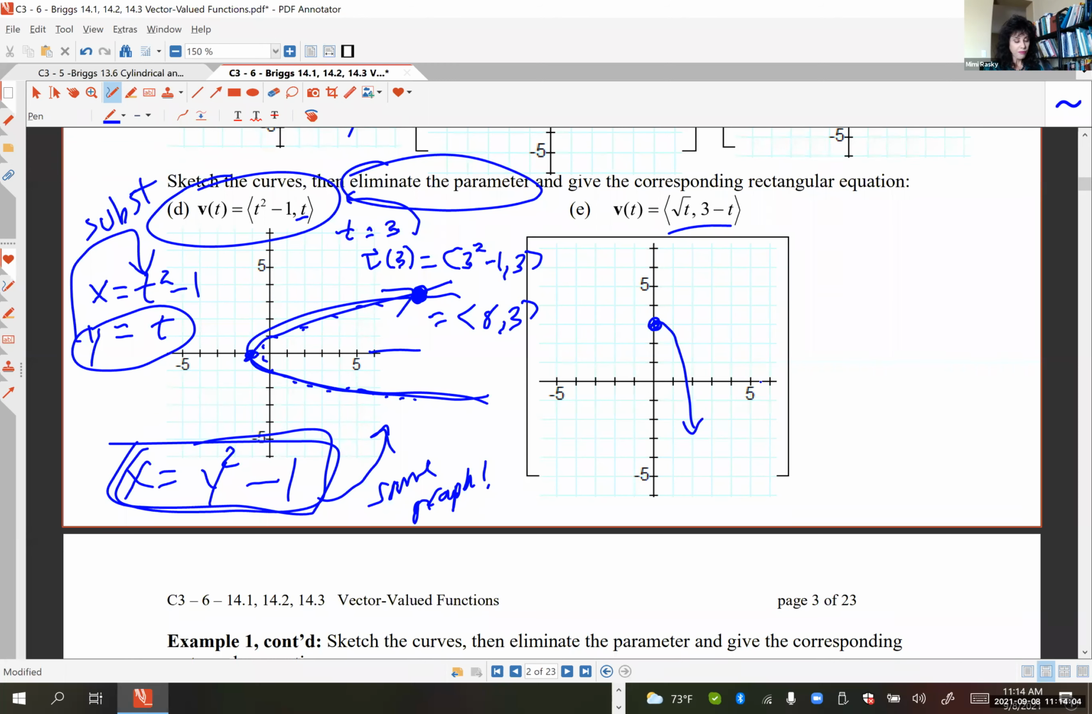Now, great. Let's go eliminate the parameters. So first I rewrite this where I get my components written out. x is square root of t, y is equal to 3 minus t. And now here's the part where you may go one of two ways. I'm going to go the way that I don't get two different equations. I'm going to solve x equals square root of t for t.